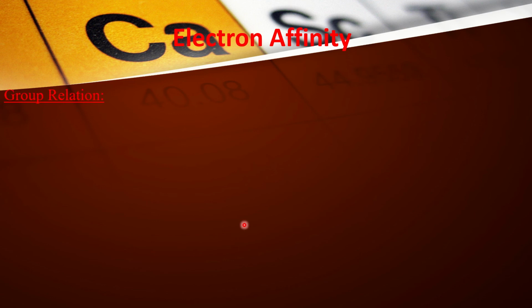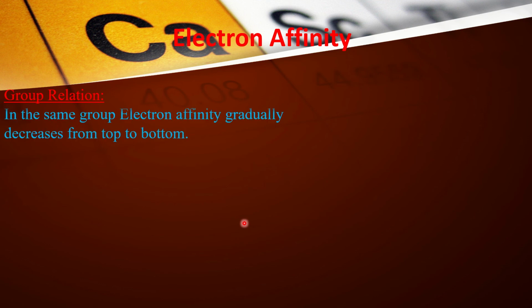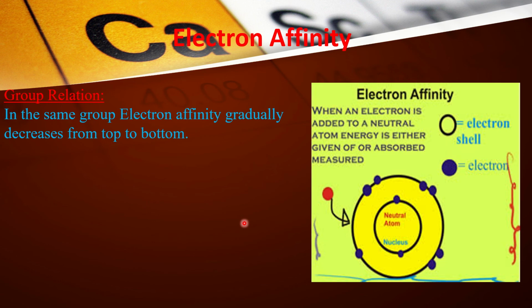In the same group, atomic radius gradually increases from top to bottom. So in the same group, electron affinity gradually decreases from top to bottom. When an electron is added to a neutral atom, energy is either given up or absorbed. Most of the time, energy is given, but for the inert gases, energy is absorbed.